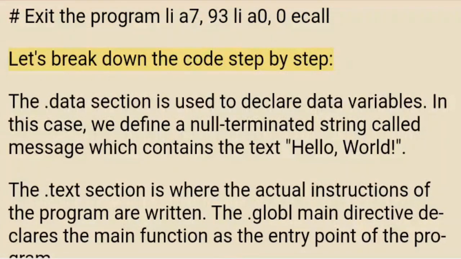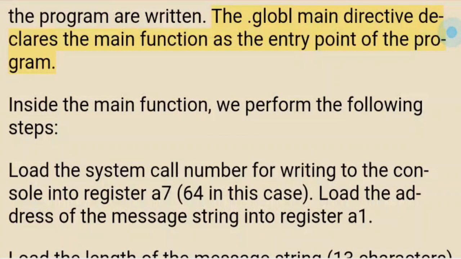Let's break down the code step by step. The data section is used to declare data variables. In this case, we define a null-terminated string called message, which contains the text "Hello World". The text section is where the actual instructions of the program are written. The .global main directive declares the main function as the entry point of the program.